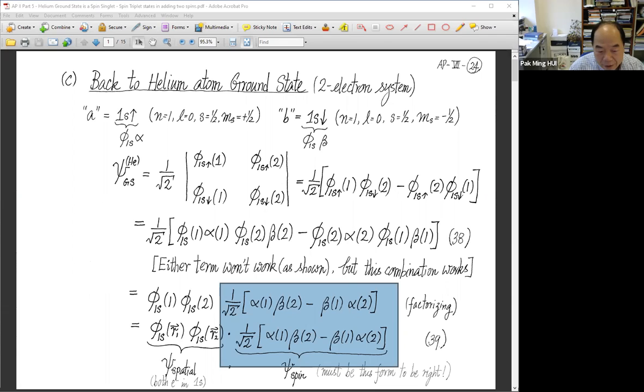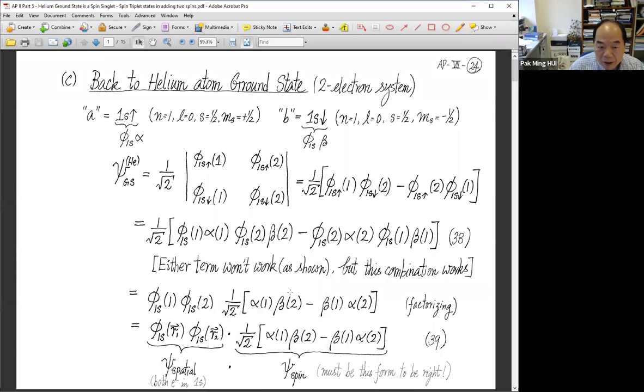Okay, so now let me summarize this page. For the helium ground state, we know how to write it down properly. And then we realize one special property. It factorizes into 2 parts. One part only related to the spatial wave function, the 1s orbitals. The other part has to do with the spin of the 2 electrons. We call it the spin part. Okay? And now let's check the symmetry properties of the 2 parts.